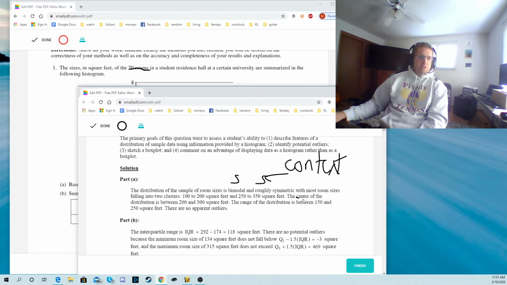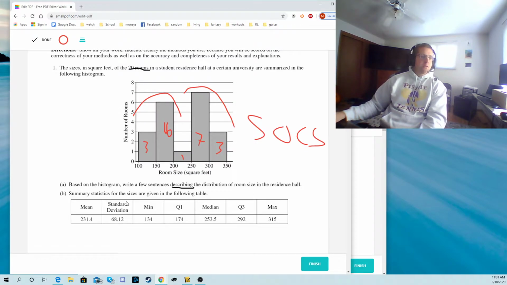The center, that's another big part there. They said it's between 200 and 300. And since they gave you the median in part B, let's look at it. Based on the histogram, you would have had to say it's somewhere between 200 and 300 because the median is between this one and this one. So it actually was right that we did that. That's cool.